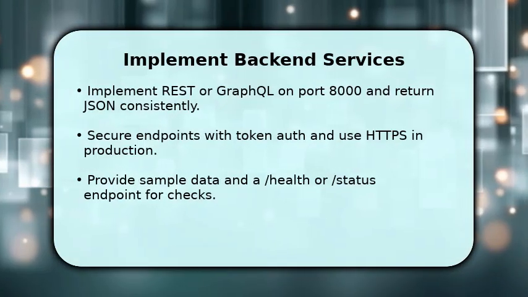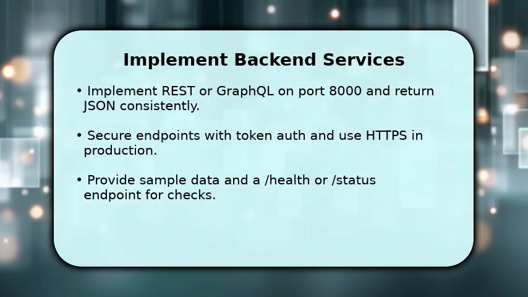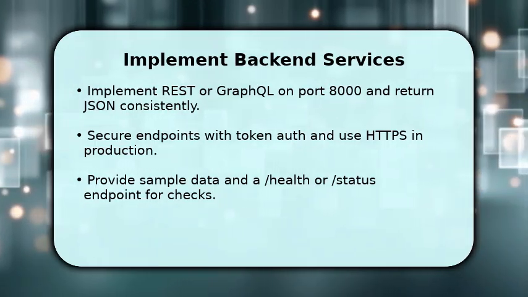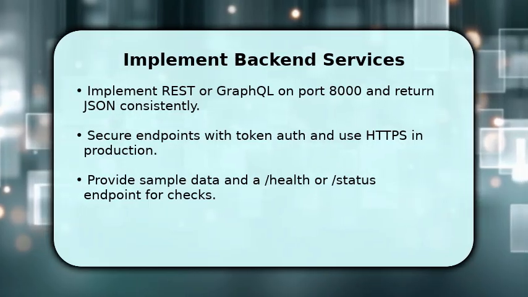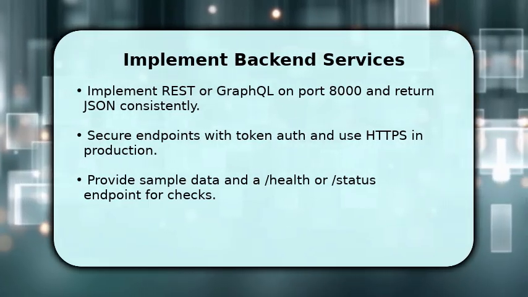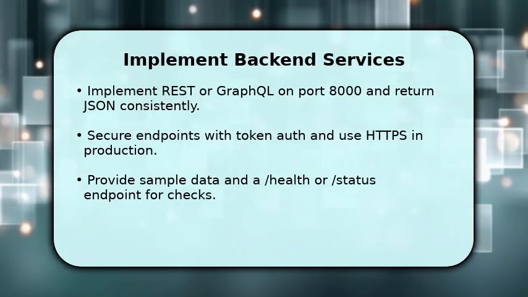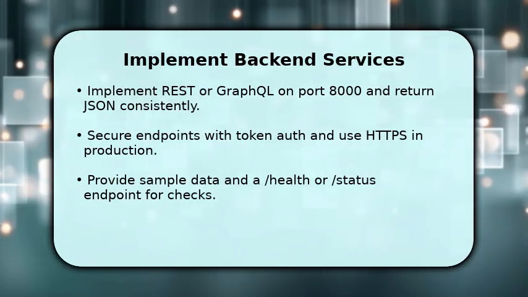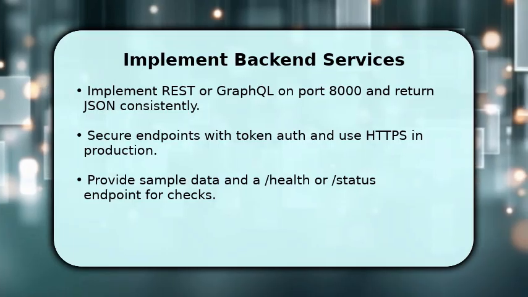Implement the backend service next, choosing REST or GraphQL based on needs. Expose endpoints on port 8000 during development and return JSON consistently for every route. Secure important routes with token authentication and plan to use HTTPS in production environments.